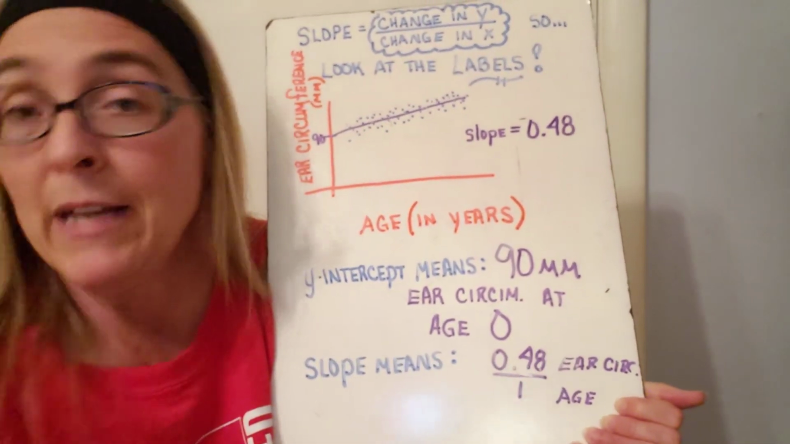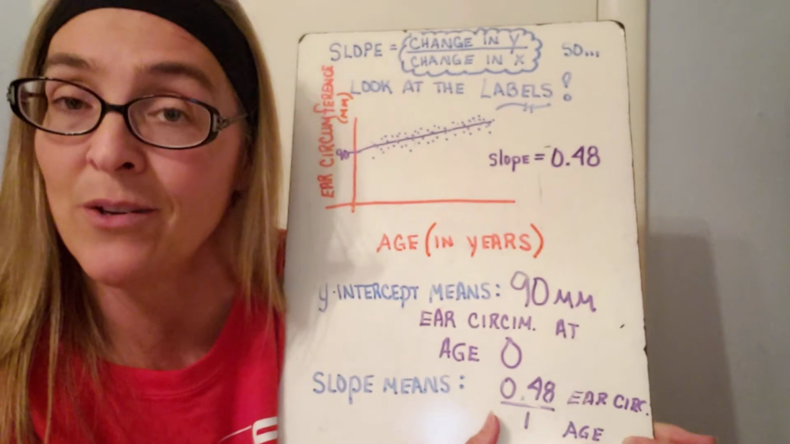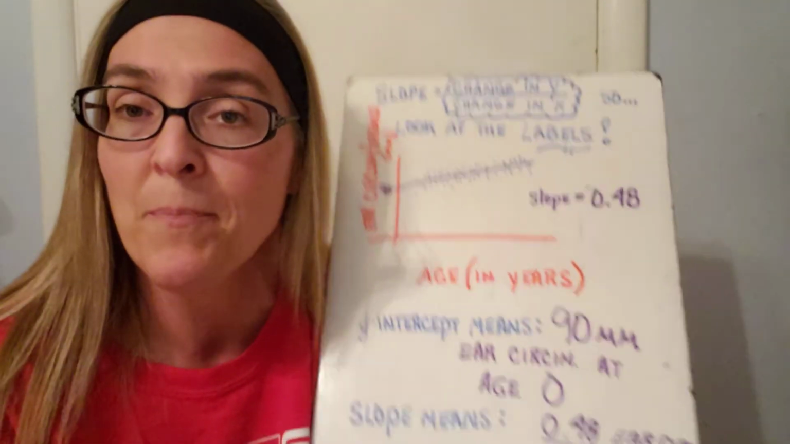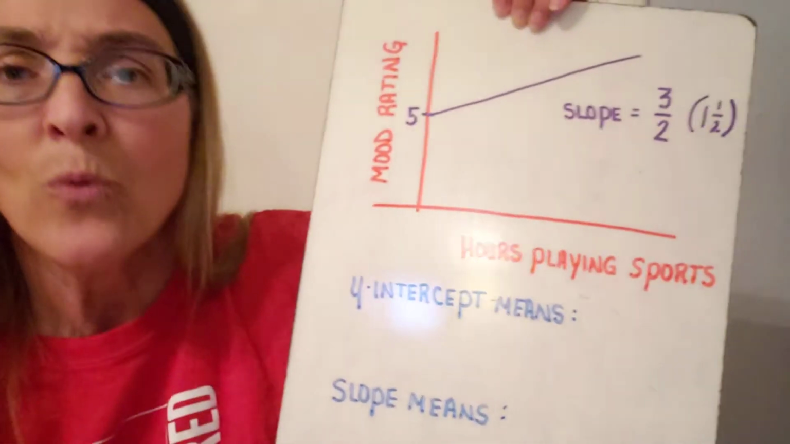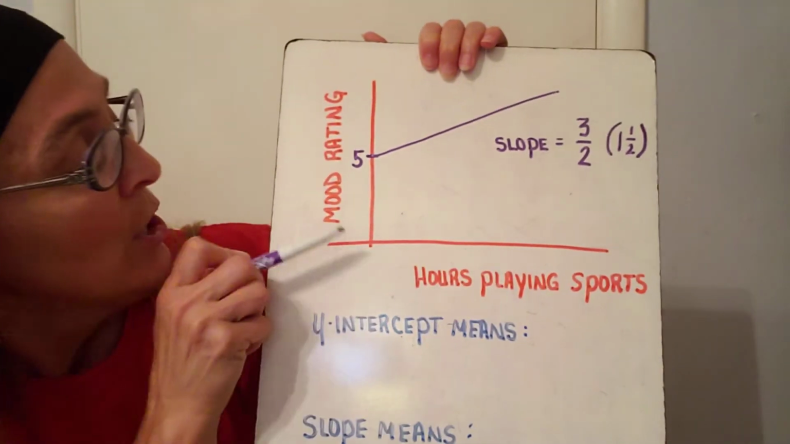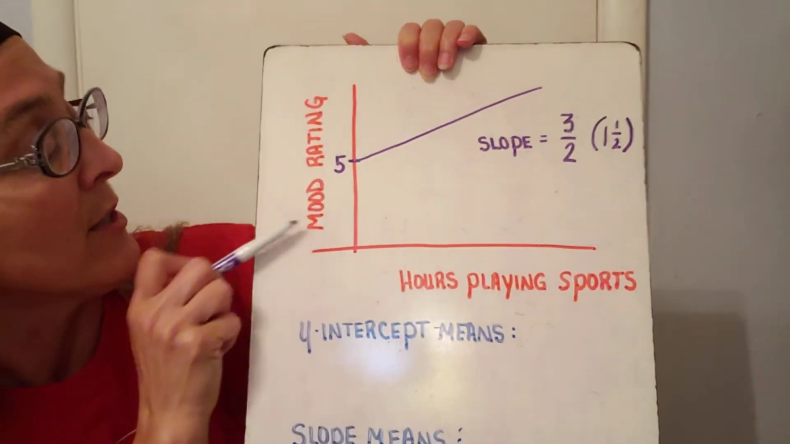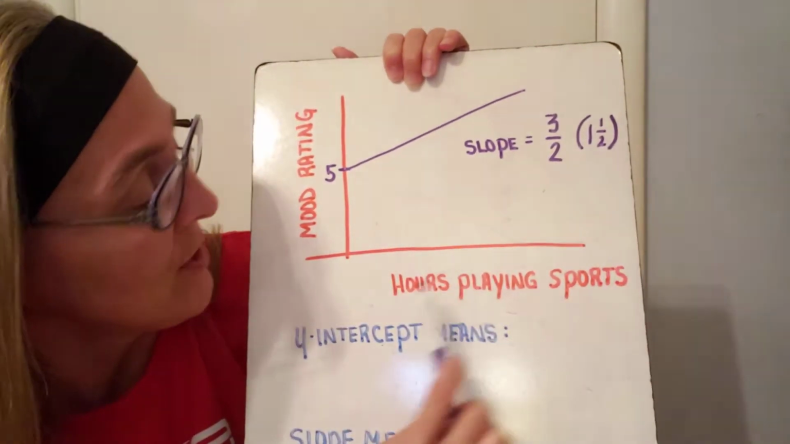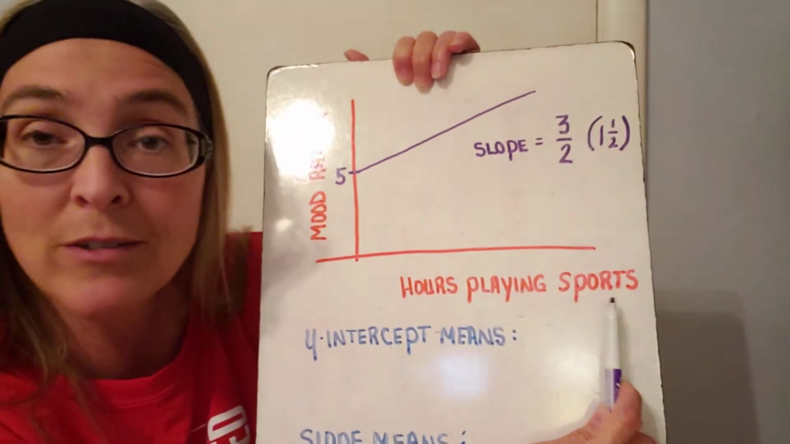And so to me, if I write it as a fraction and put those labels, it makes so much more sense. Let me go ahead and look at a second one with you. Hopefully, 2 examples kind of remind you how we're looking at these and help you with interpreting. So the y-axis is your mood rating, and the x-axis is the hours playing sports.